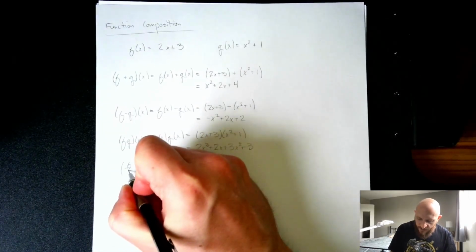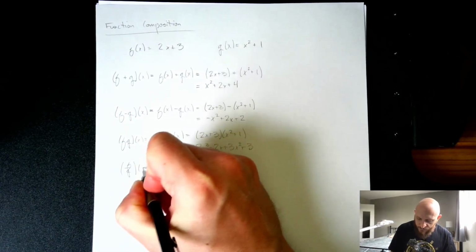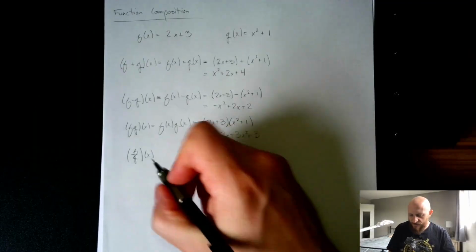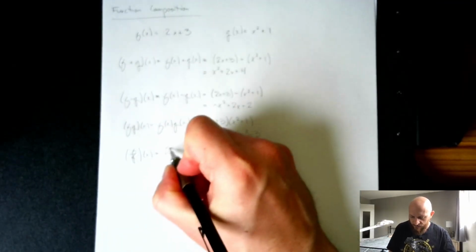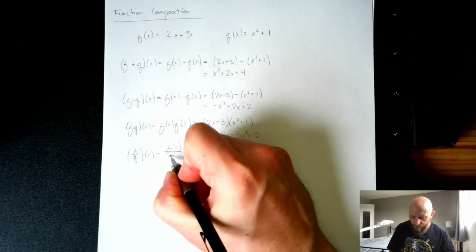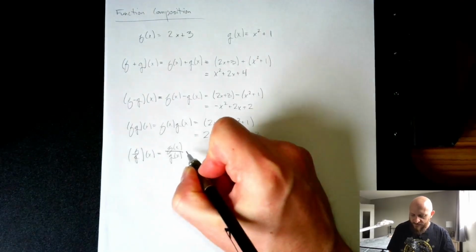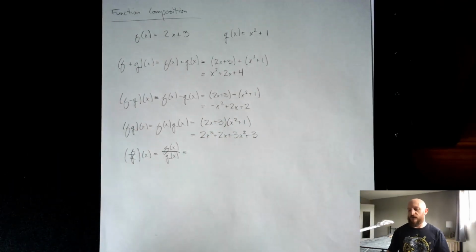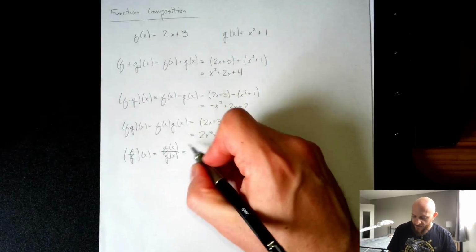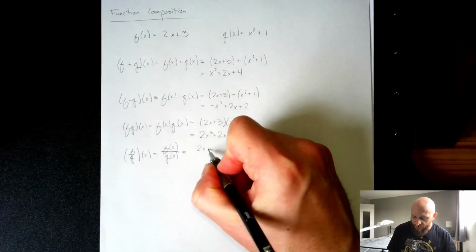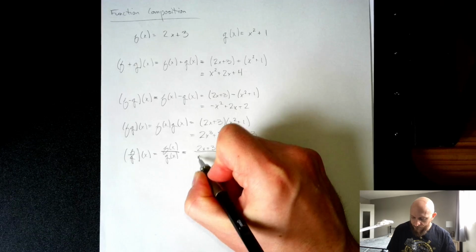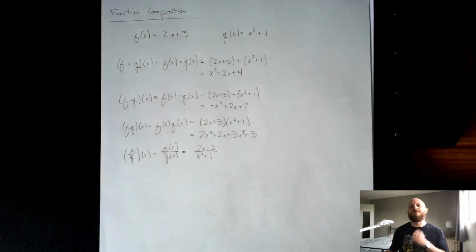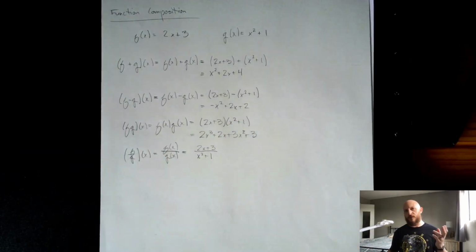And then finally, f over g of x, f divided by g of x, is going to be exactly what you're expecting at this point, assuming that g of x is not the zero polynomial, is not just 0. This is possible. And it's nice and straightforward. F of x, 2x plus 3, over x squared plus 1. Very straightforward, those operations are.